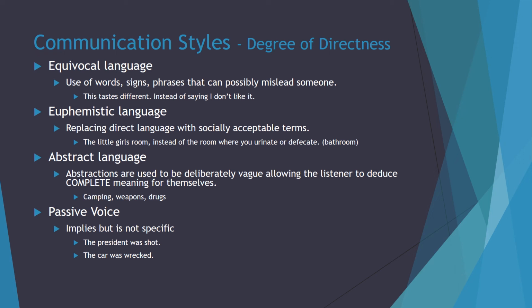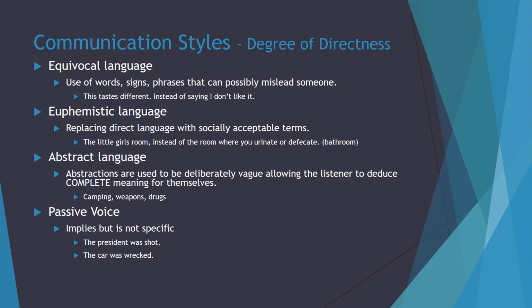And then another communication style degree of directness is passive voice. And that implies that something was done by somebody, but it doesn't necessarily say who. So in the two examples here, the president was shot. We don't know who shot the president. So in sign language, if you just sign the two signs that most people do and go president, shoot, what you're actually saying is the president shot somebody or something, and what you really mean to say in this case is somebody else shot the president. So you would have to deal with that in sign language in a very specific way.